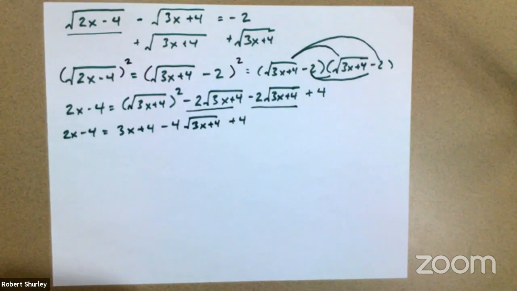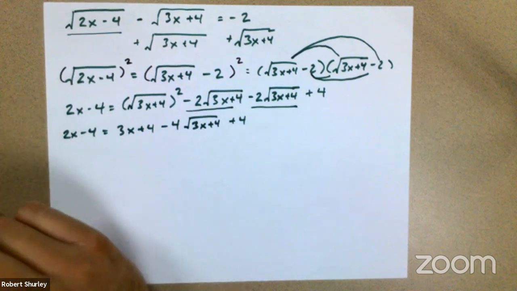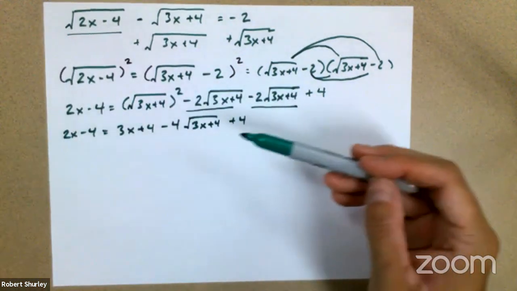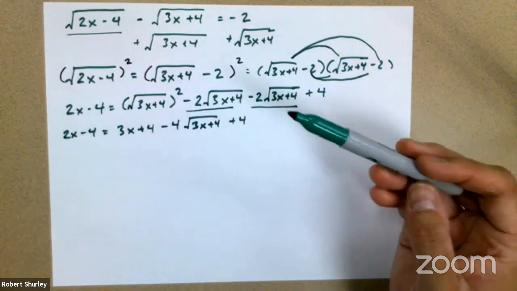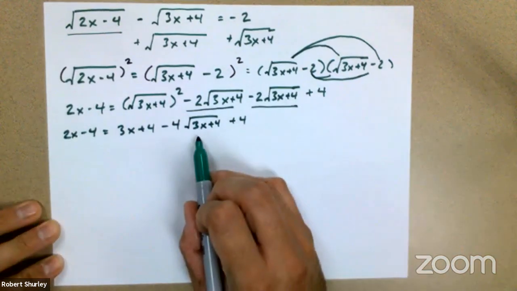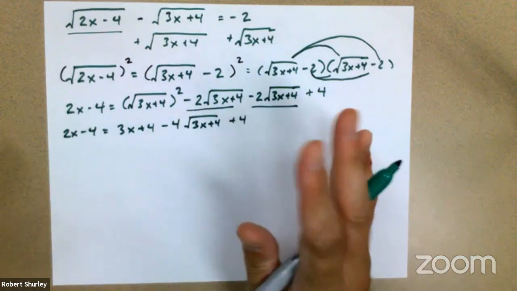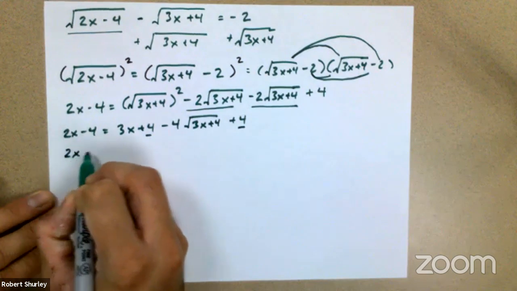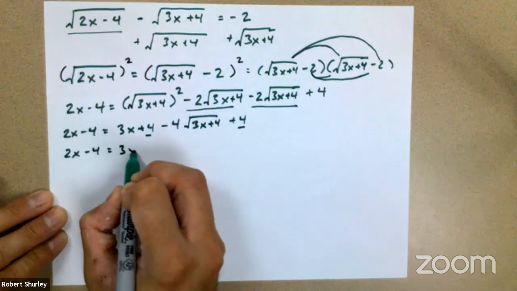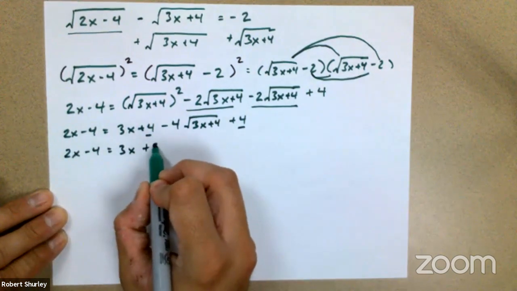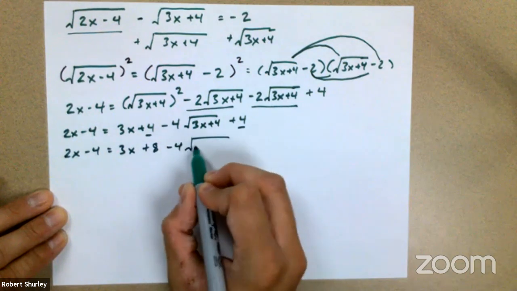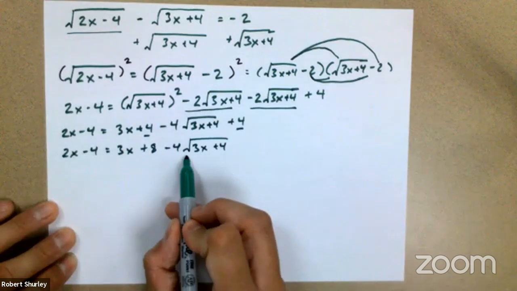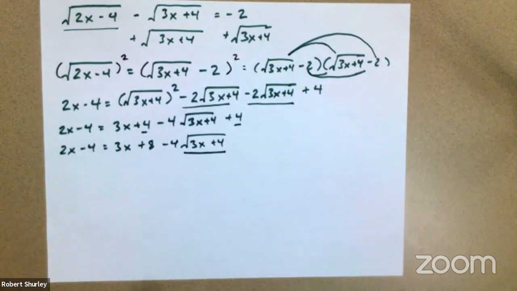Okay. Let's catch up a little bit. This one's a little crazy. But what's nice, if you look at this equation, we only have one radical now. So now the goal is going to be to get this guy isolated. Let's clean it up a little more. I'm going to add the 4 and 4 together. So we get 2x minus 4 equals 3x, 4 plus 4 is 8, minus 4 square root of 3x plus 4. Now we're going to have to isolate this guy.